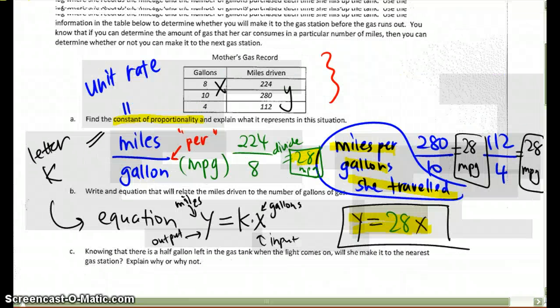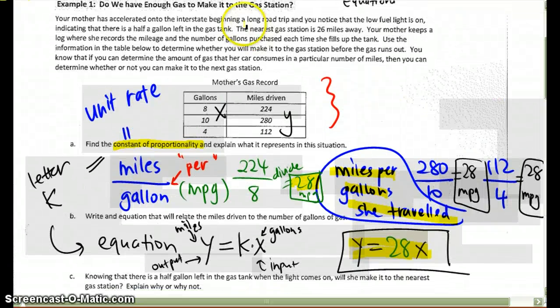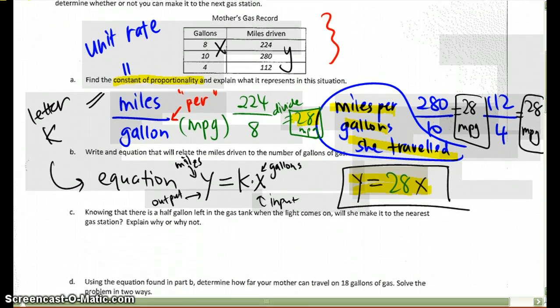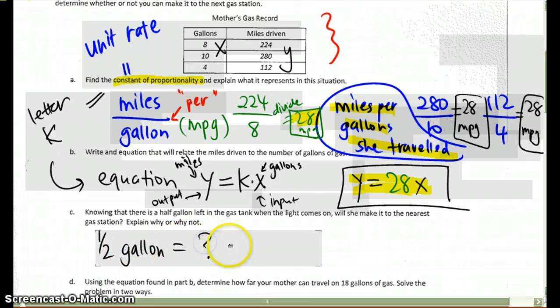Let's go back to the paragraph. You should notice that it says that the nearest gas station is 26 miles away. Well, if it's 26 miles away, will she be able to make it to the gas station on half a tank? How many miles can she travel on half a gallon? How many miles does she travel on one whole gallon?